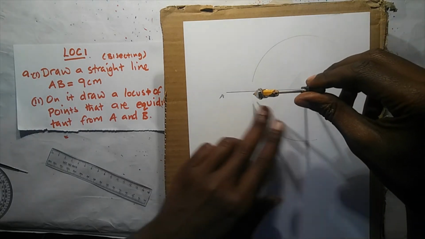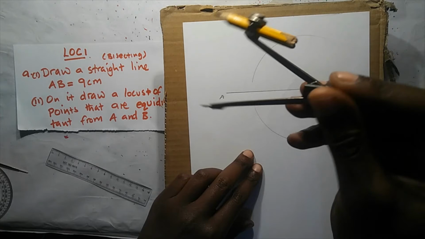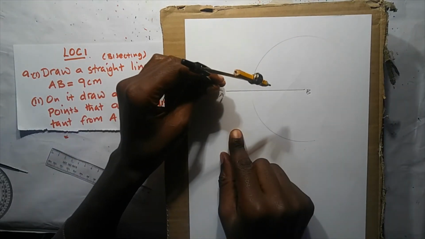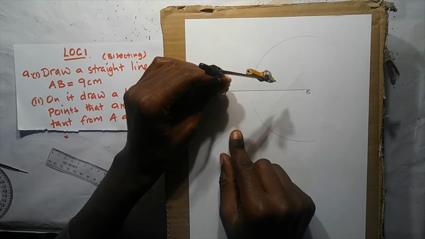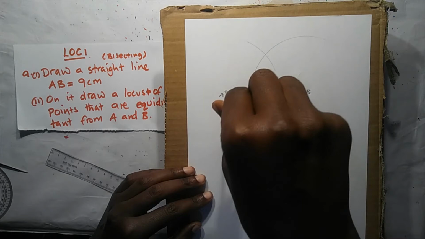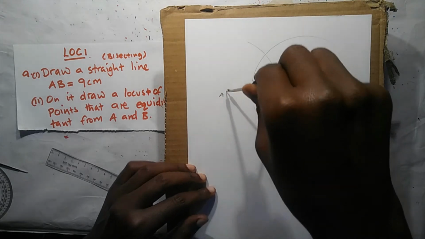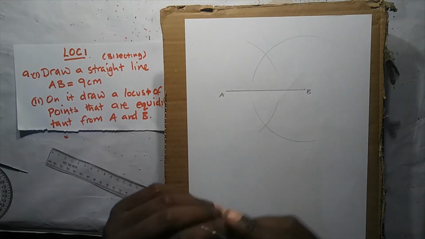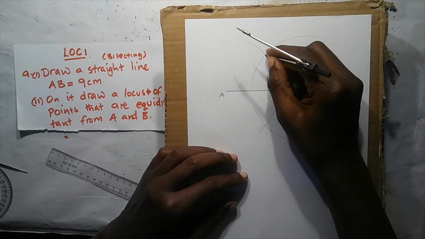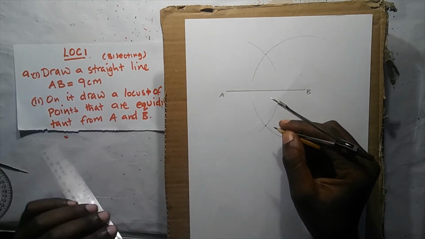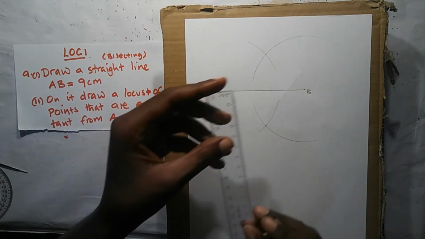With the same radius that you have here, the same way you've opened it, don't close it or open it more, take it to A. While you're at A, make sure you strike another arc, and another one, to intersect the two arcs that you drew at first. At this point, you can draw the line that is equidistant, the perpendicular bisector.